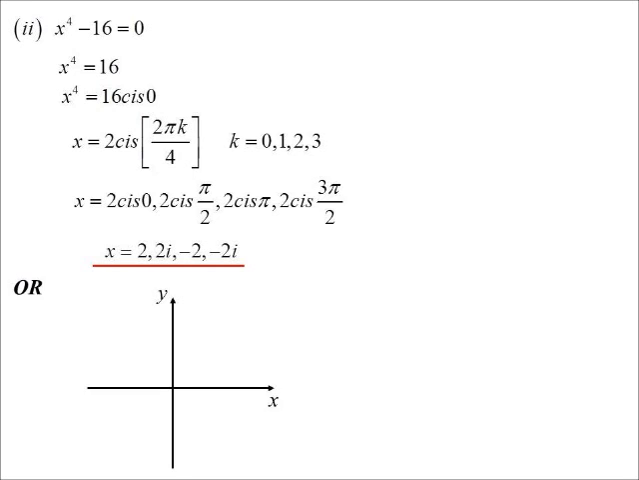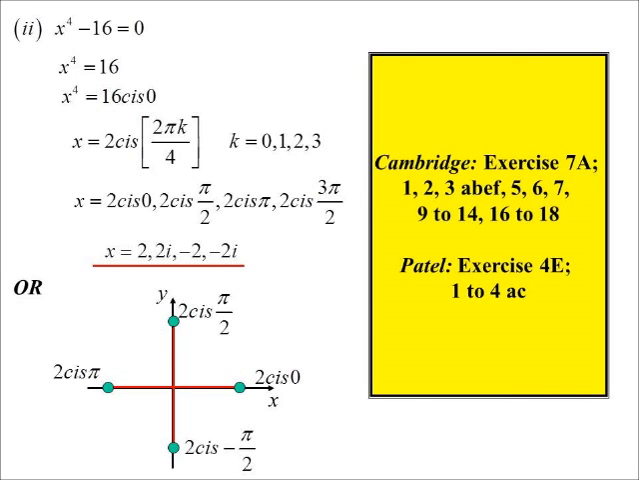Okay. If I did it with the diagram, there's my first solution at 2 cis 0, 4 solutions going around a circle, so I know every 90 degrees there'll be a solution. So the next one's over there at 2 cis pi on 2, then 2 cis pi, and then down there at 2 cis minus pi on 2. Woo. There we go.